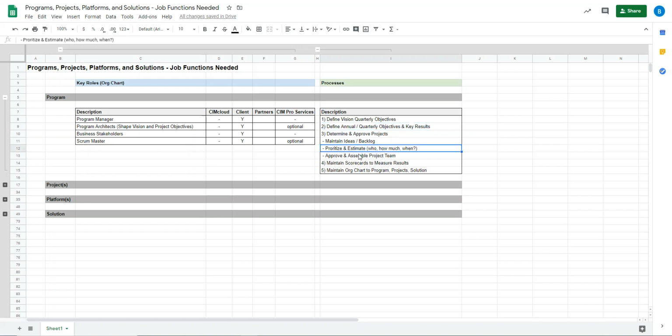Then they're going to prioritize and estimate those projects and approve and assemble a project team, which will ultimately appoint a project manager who's responsible for delivering the outcome of the project. They're going to maintain scorecards to measure results, and they're going to maintain the org chart for program, project, and solution to make sure that the hats are identified and are being worn. Generally, when you have problems, it's a process breakdown: they're not defined or being followed, or you don't have the right measurements in place or scorecards, or you don't have the right people in place in the org chart. Most of the time, it's a people issue where there's a hat and responsibilities that need to be taken, and it's not clear who owns them.